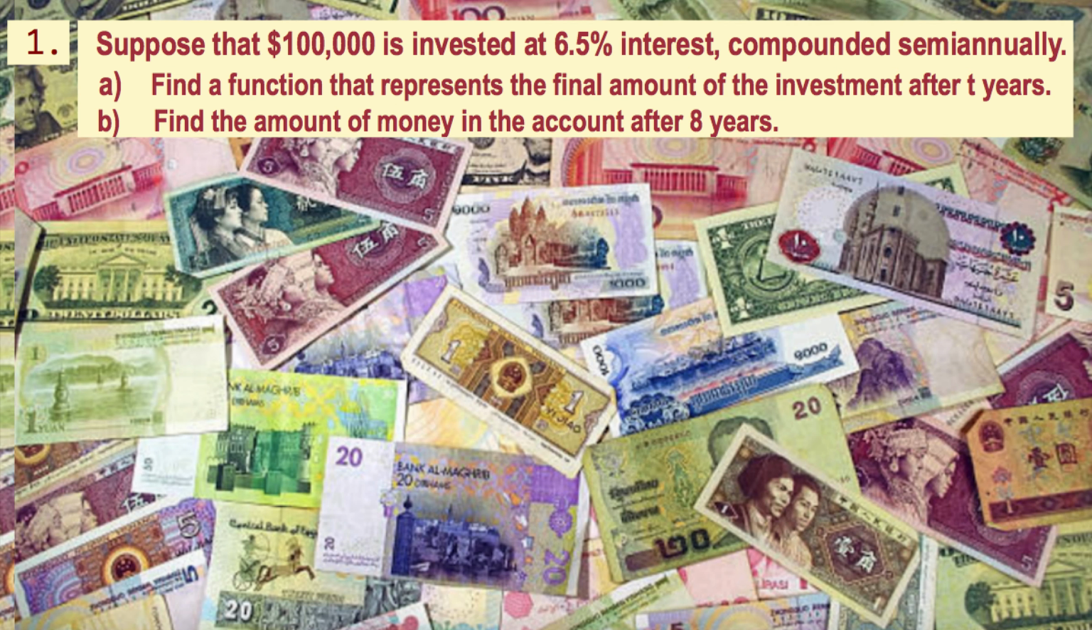Applications. Question 1. Suppose that $100,000 is invested at a rate of 6.5% interest, compounded semi-annually. A, find a function that represents the final amount of the investment after t years.